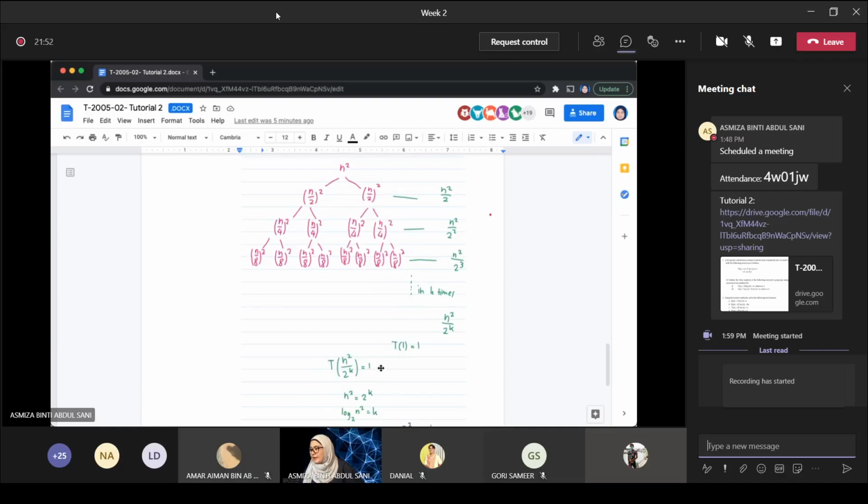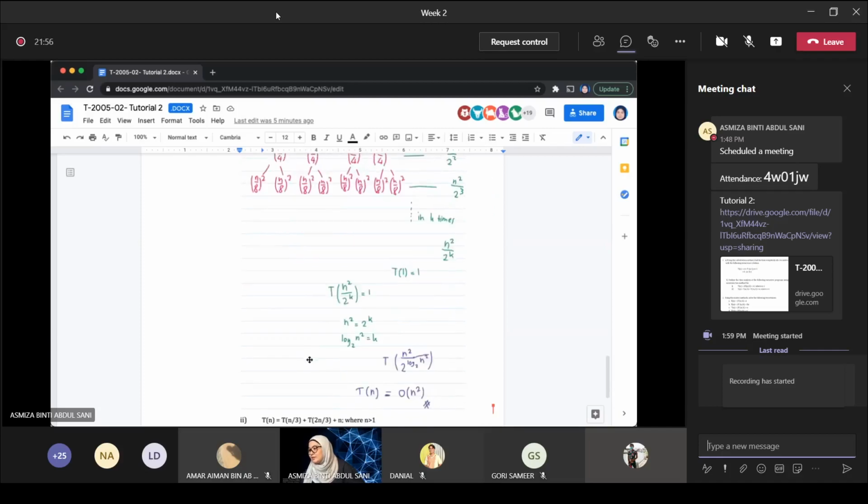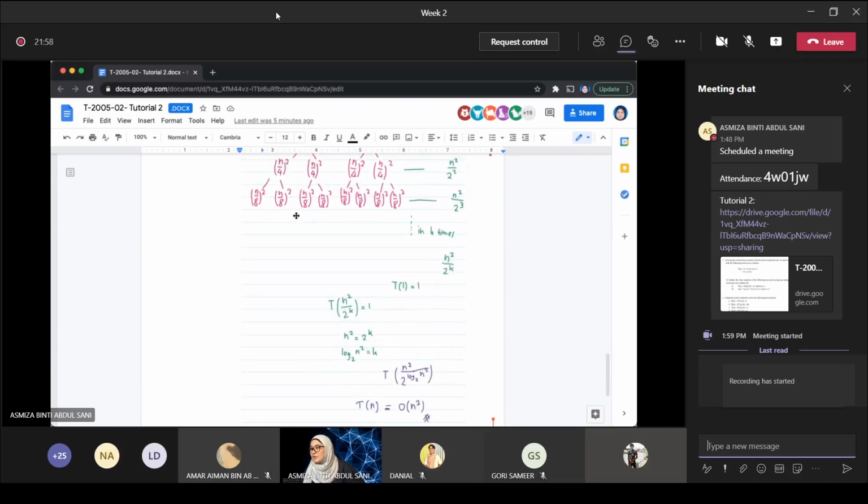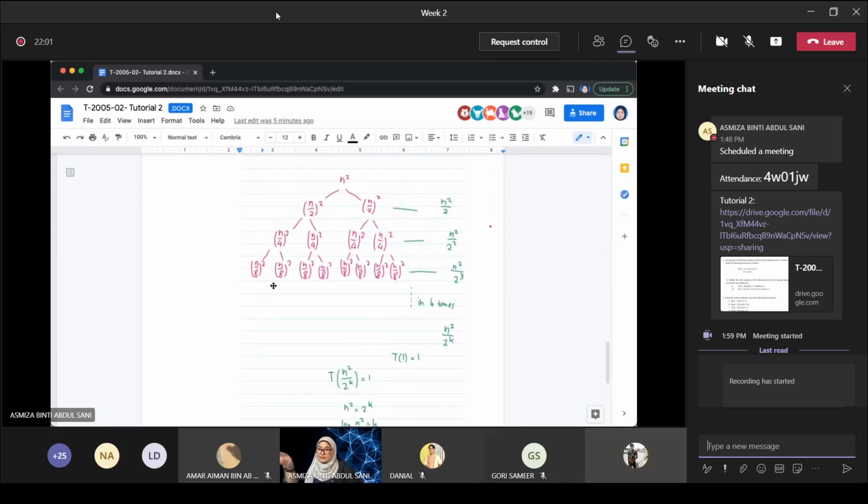Okay, and then for the height, why did you get this one? The height is supposed to be, because if you look here, I think the reason why you cannot see this is because you straight away put what is the total work done. Okay, so let me try to share my screen.